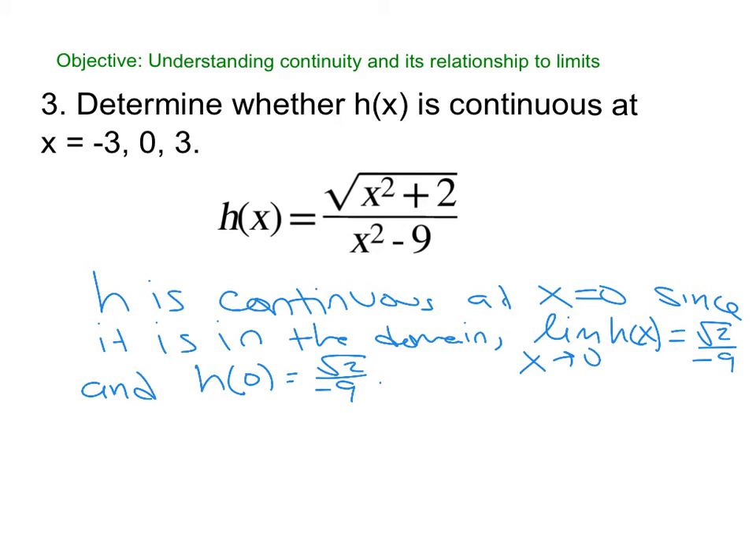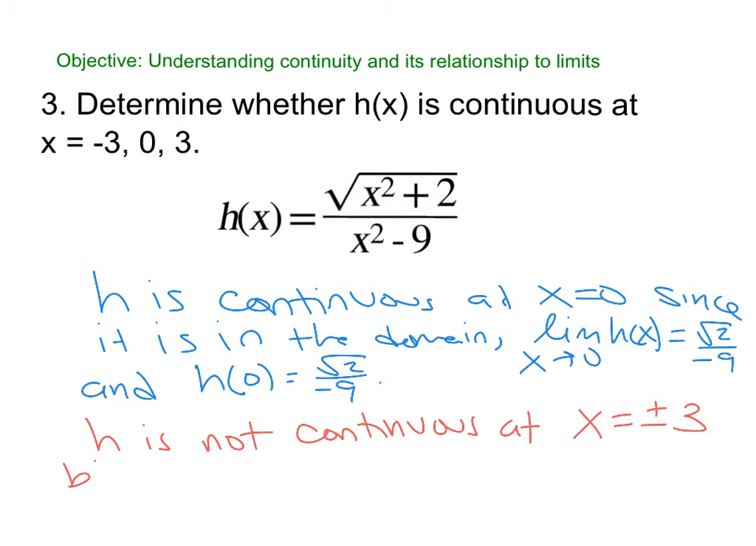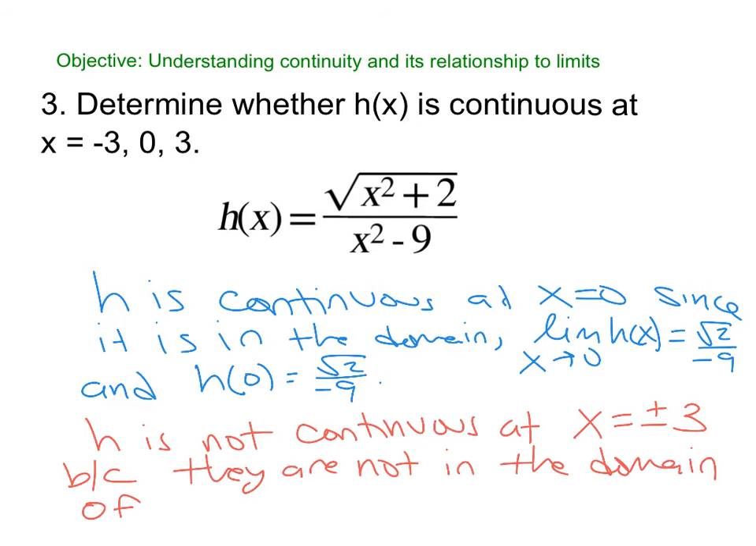However, h is not continuous at x equals plus or minus 3 because they are not in the domain of h, right? There are vertical asymptotes at those points.